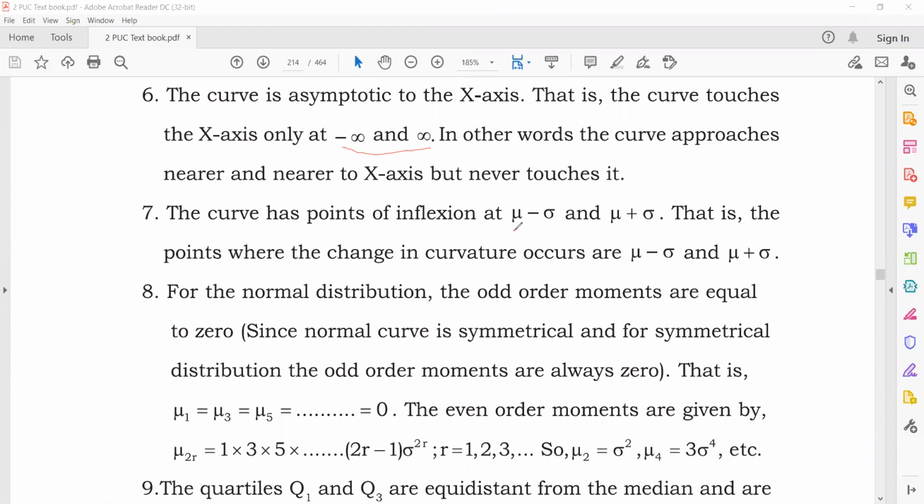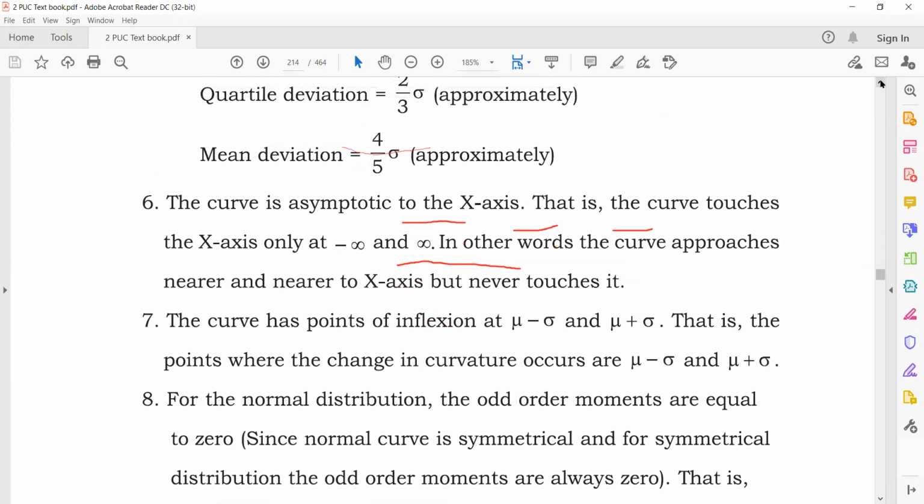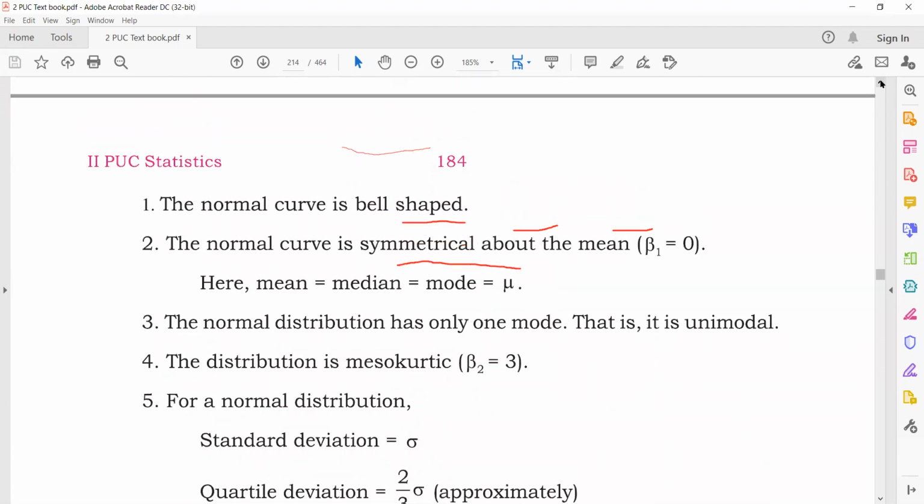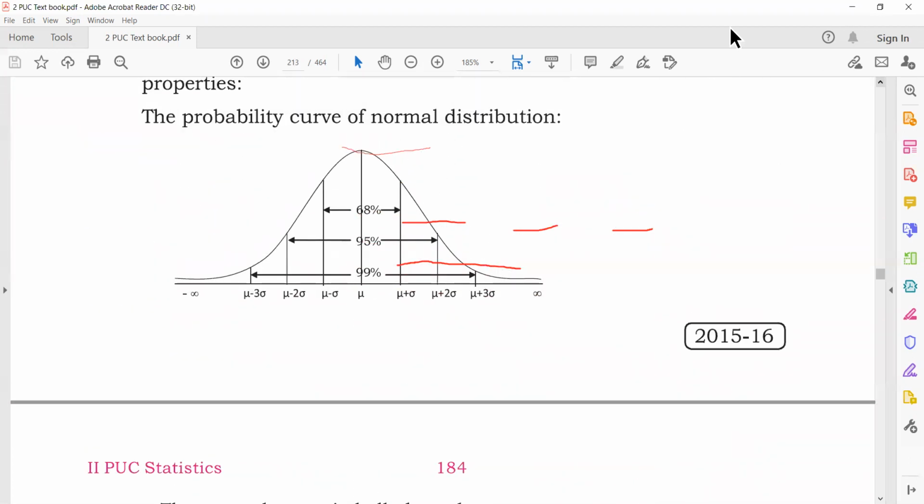Okay, next we talk about some points called points of inflection. Points of inflection basically change the curvature. We talk about two curvatures here, convex as well as concave. If you look at the normal curve, at certain points the curve looks convex, then it becomes concave, and the point where this nature changes is called the point of inflection.